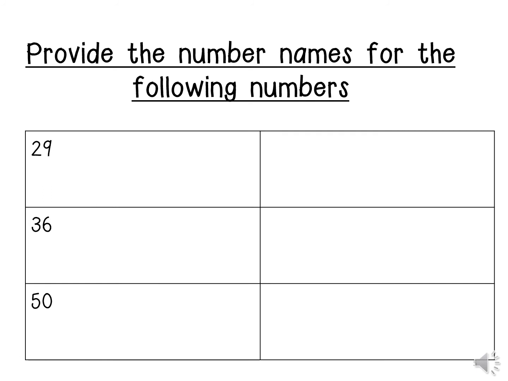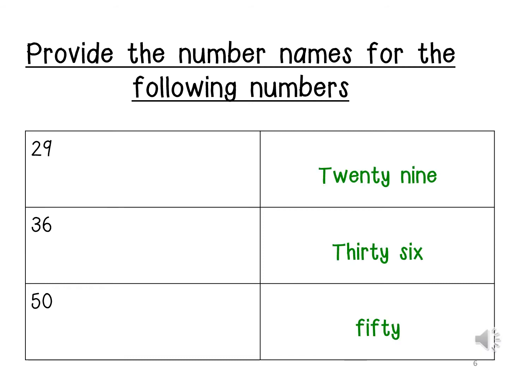Now we need to provide the number names for the following numbers. Let's read the numbers. 29, 36, 50. So this is how we will write the number names. 29 is TWENTY. 9 is NINE.